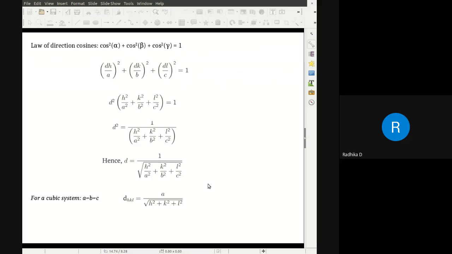This is just simple maths. It's just a simple rearrangement. Once you understand the figure and how you have found your cos alpha, cos beta, cos gamma, after that it is pretty simple. If you remember this expression, cos square alpha plus cos square beta plus cos square gamma is equal to 1.